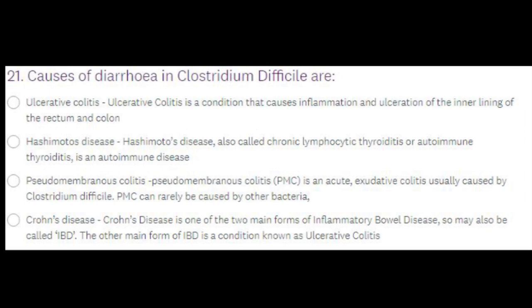Next question. Causes of diarrhea in Clostridium difficile are option A, ulcerative colitis, option B, Hashimoto's disease, option C, pseudomembranous colitis, and option D, Crohn's disease. Option C, pseudomembranous colitis is the right answer.